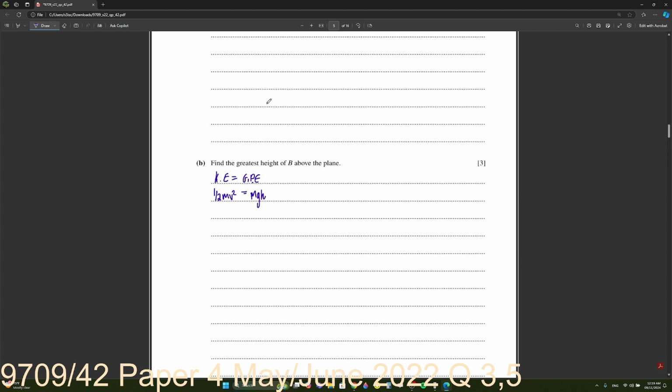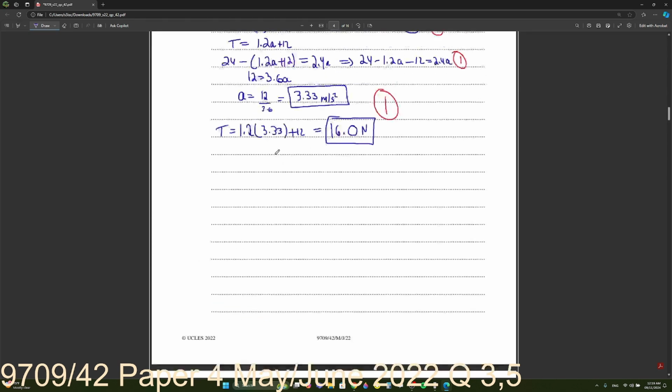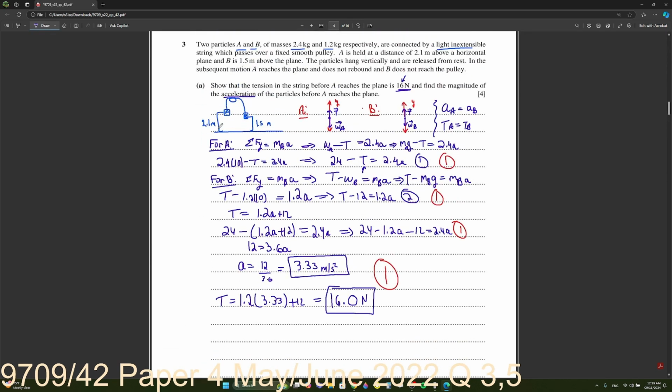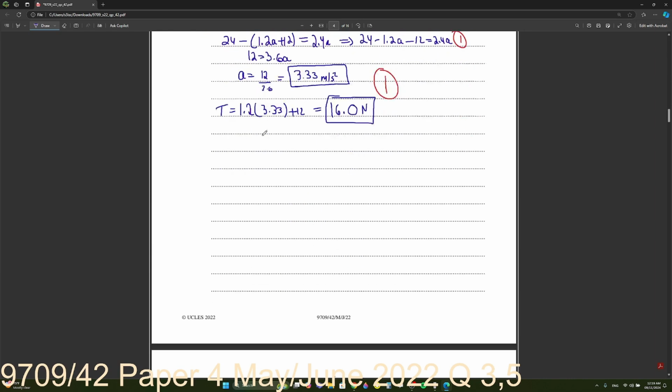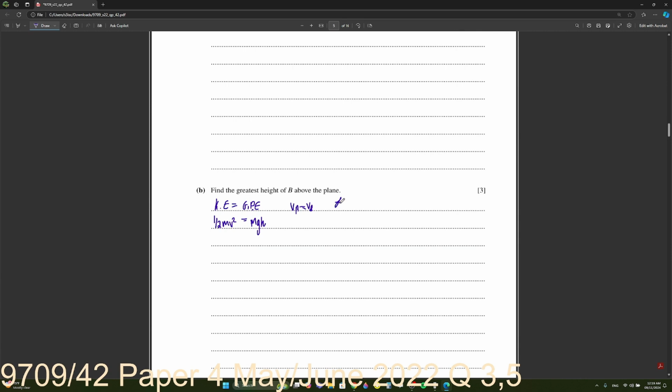And you should know that the velocity of A is equal to the velocity of B, because they're both accelerating at the same rate, same time. So VA, let's write it on the side, is equal to VB. And we can find the velocity of A because we know how much distance it traveled, which was 2.1. We know that it accelerated at 3.33, and we know it started from rest. So for A, we know that x is equal to 2.1, it's accelerated at 3.33, and it started from rest, right?